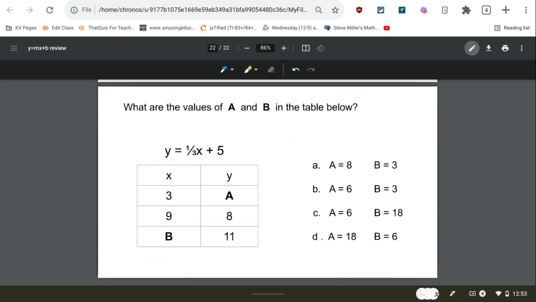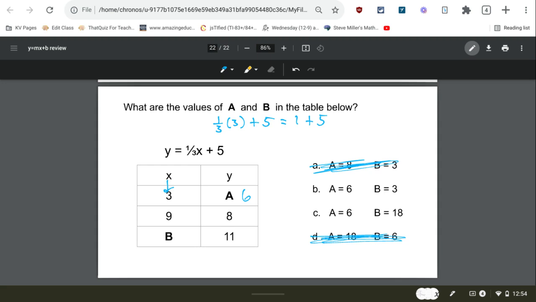All right, what are the values of a and b in this table? They're telling us what x is on this first one. So when you plug in 3 for x, you're going to get a back. So I'm just going to do that. I'll do 1/3 times 3 plus 5. This is just 1 plus 5. So a is equal to 6. So it can't be that one, and it can't be this one.